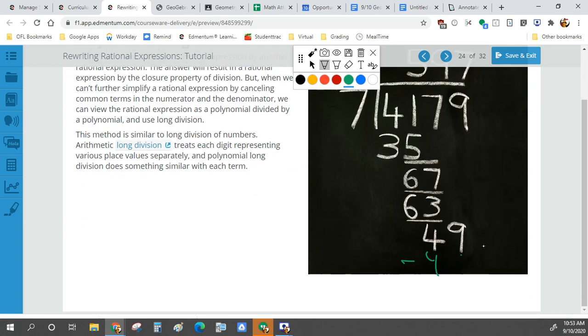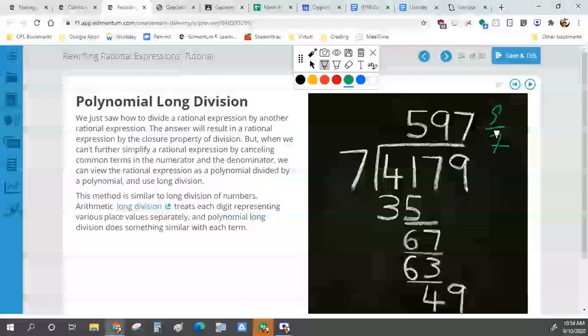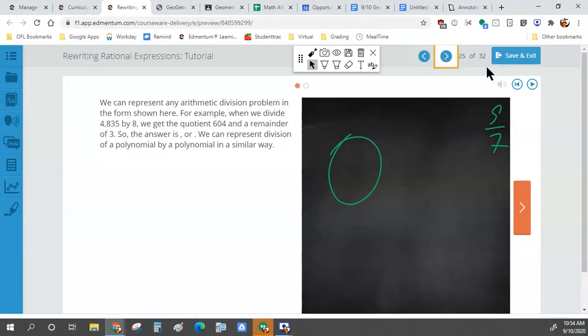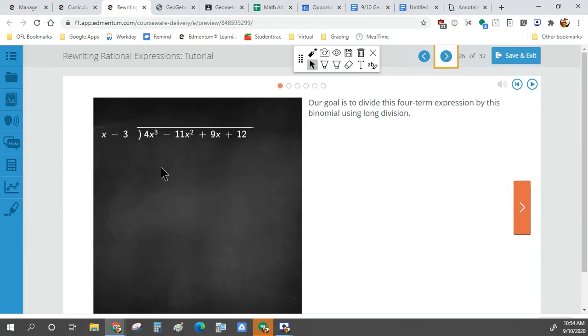Why didn't you guys finish it? Let's say if you had a remainder, let's pretend this was like 5 or something when I subtracted it. It would be 5 over 7. That's how you get mixed numbers: there's a remainder, and that remainder goes over your divisor. Let me delete this. So that's how you would do that. They're doing that quick review because now we're going to do long division.